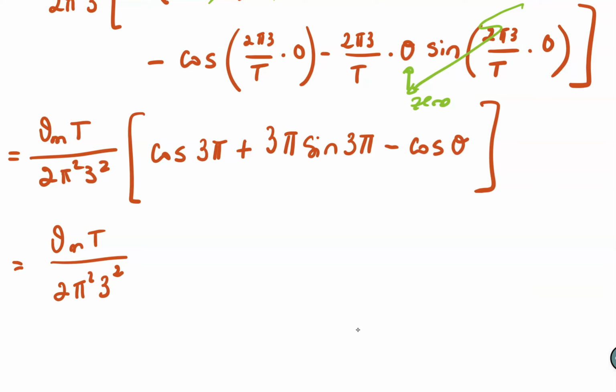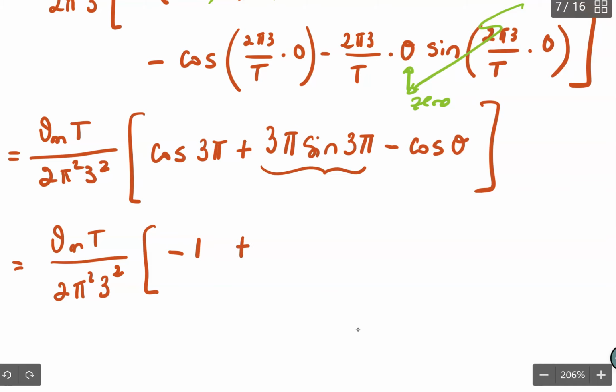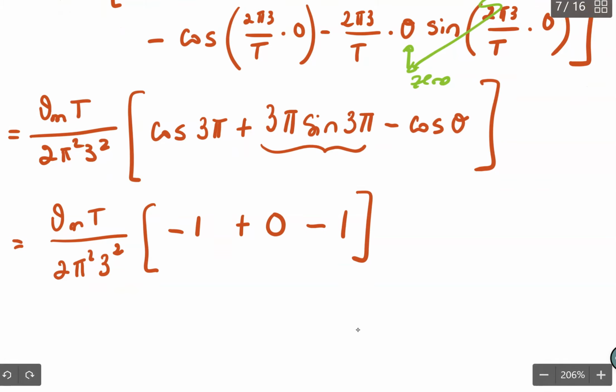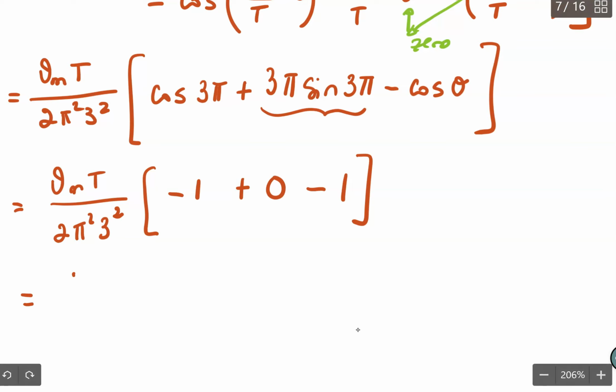And I would like everyone to use your calculator. Okay, use your calculator to figure out cos of 3 pi. So I should have minus 1, cos of 3 pi as minus 1. I should have this equal to 0. Okay, and cos of 0 is also equal to 1. So in this case, minus 1. So I will be left with V max times t over 2 pi square 3 square and multiply by minus 2. Okay, so why don't we simplify this part?